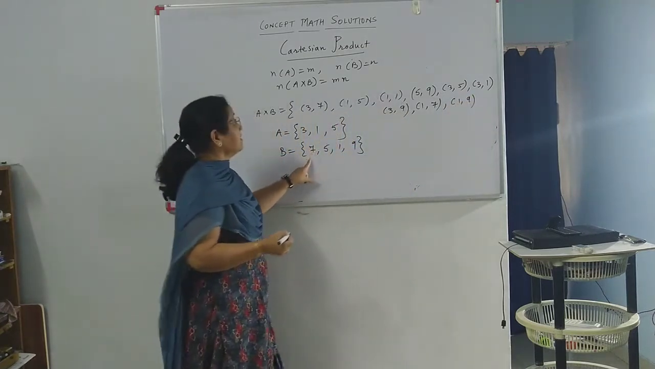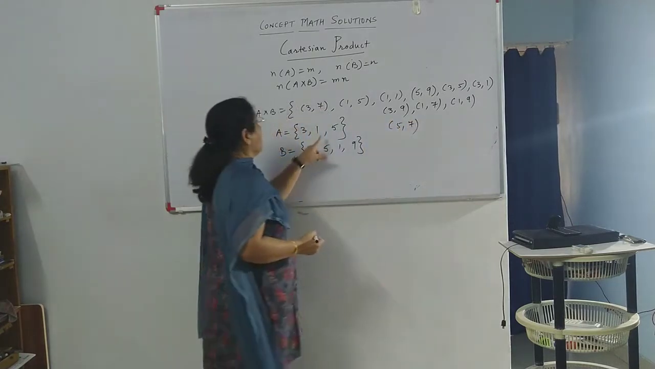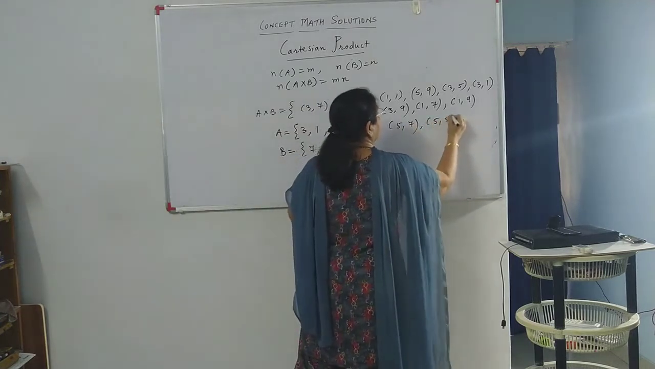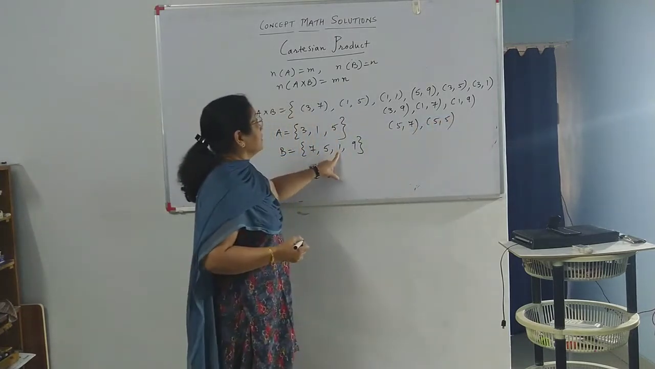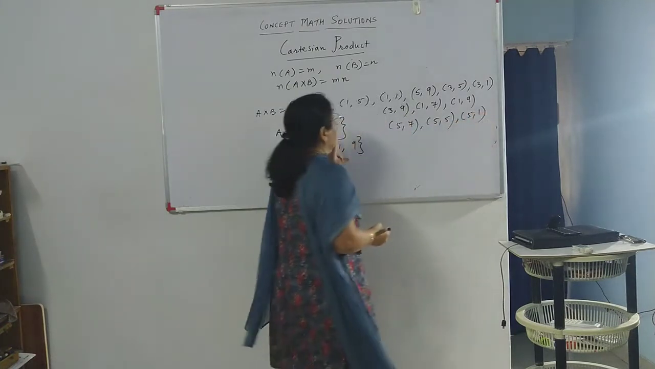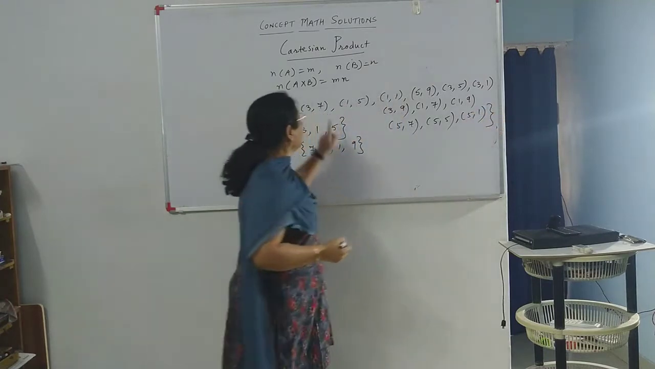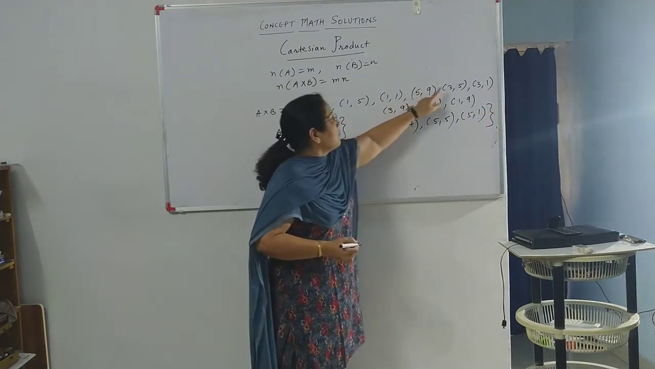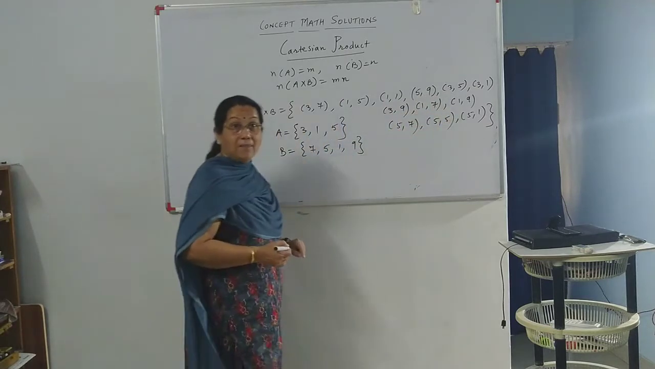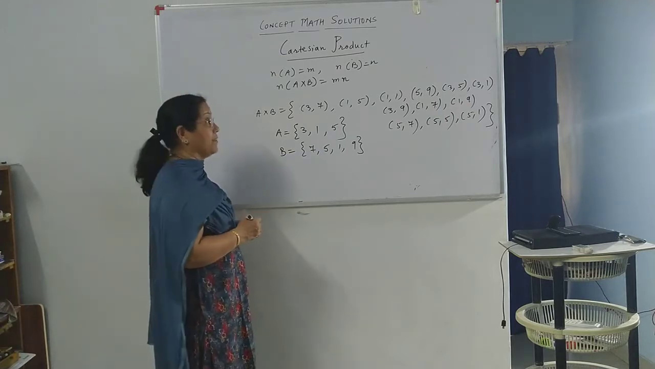Right? 5, 7 is not listed still. 5, 7. 5, 5 not yet listed. 5, 1. 5, 9 listed. And you see the cross product will have 1, 2, 3, 4, 5, 6, 7, 8, 9, 10, 11, 12 elements. Whereas A has 3 elements and B has 4 elements.